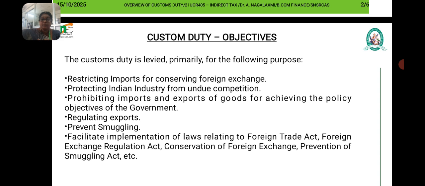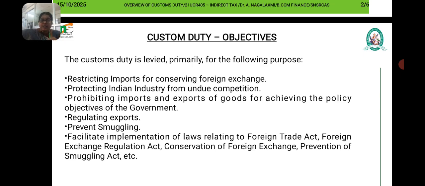That is, local, that is national producers or manufacturers should not get affected. The nation's product has to be sold in the nation. Foreign product should not dominate the local product.